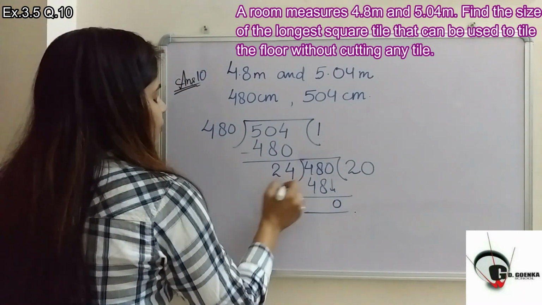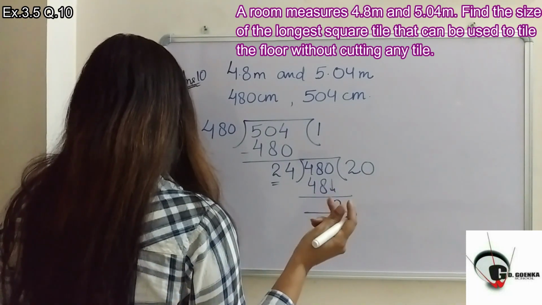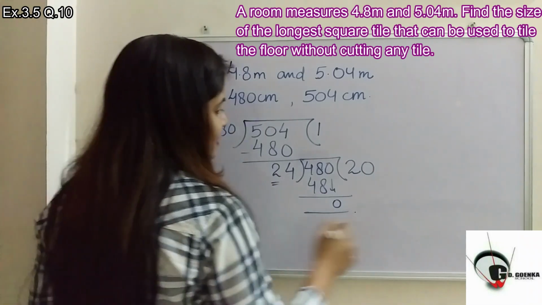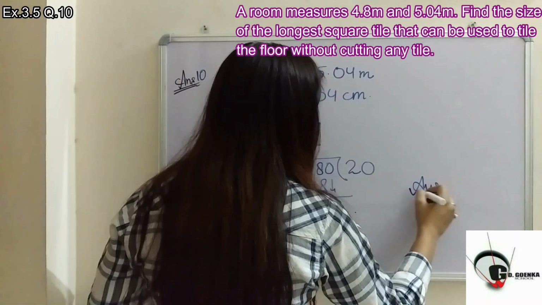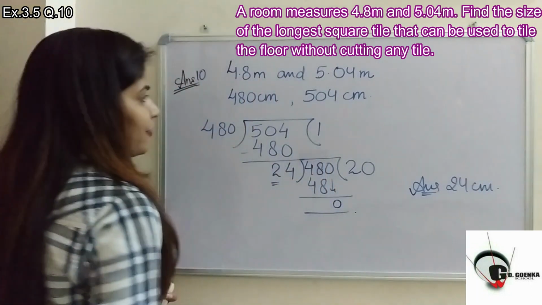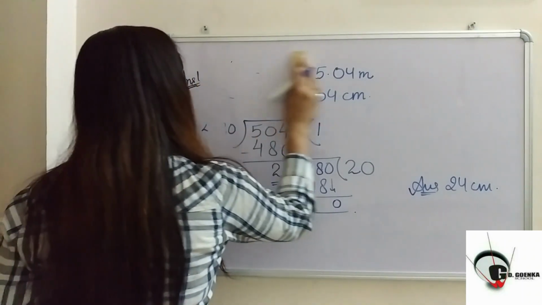So that means the longest square tile will be of 24 centimeters. So the answer will be 24 centimeters. That is our HCF. Now let us quickly move to the next question.